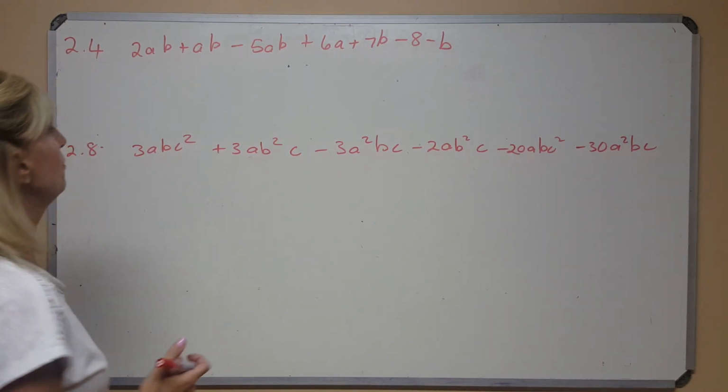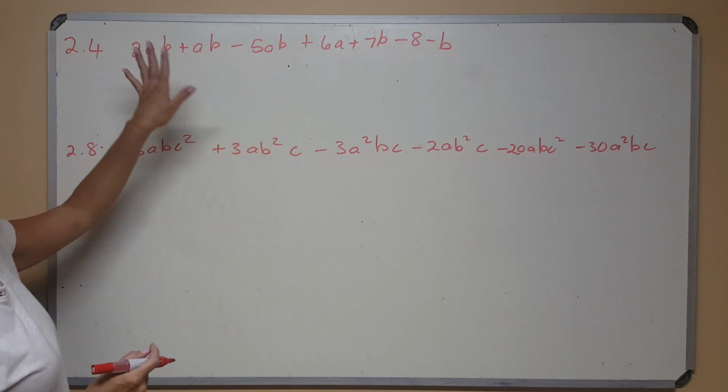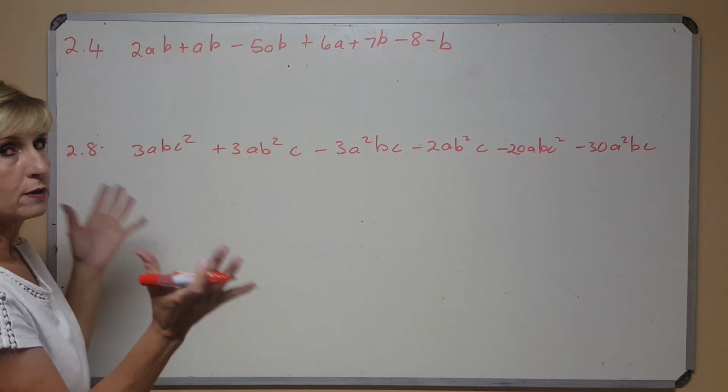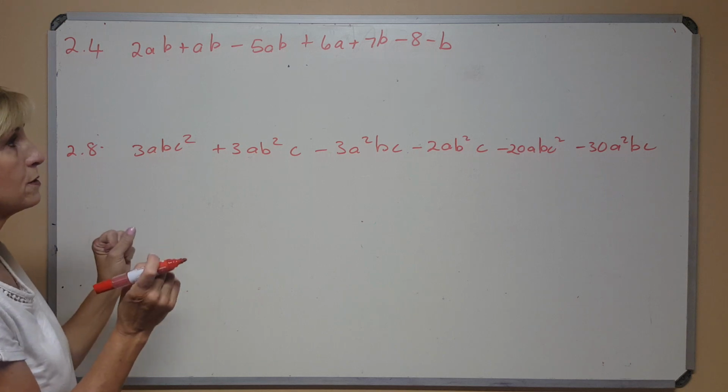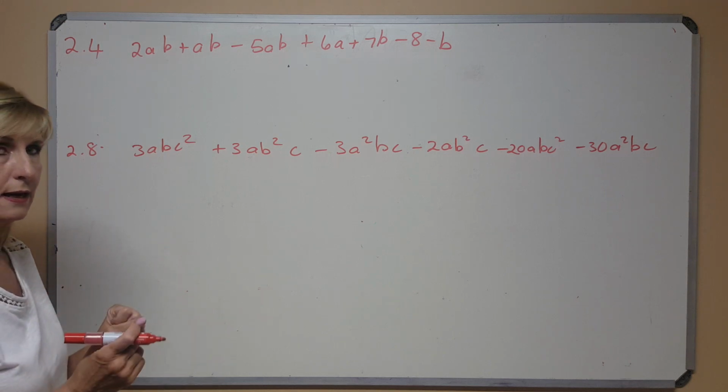Question 2.4, adding the like terms. There's lots of A's and B's here, but they're not all like terms. The like terms are the ones with the same variables exactly.